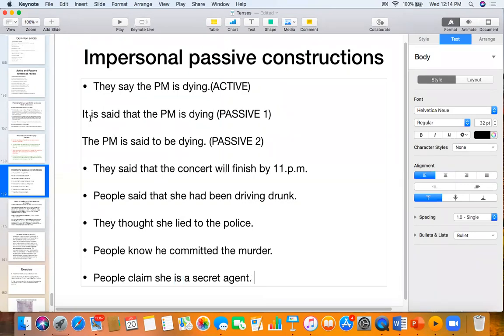So in this way, you can change into a passive, starting with "it," or you can use the receiver of the action. All right, so that is some examples of how to make impersonal passive constructions.